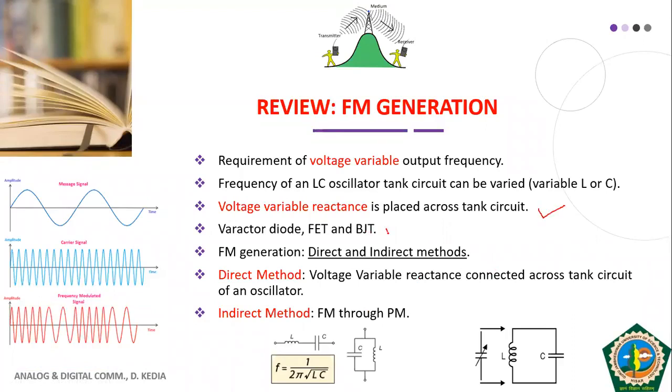And then we saw that voltage variable reactance can be obtained by using your varactor diode, your field effect transistor, and your BJT. And as I told you, that FM can be generated through two methods. One is your direct method and another is your indirect method. And we have studied both the methods, that how can we generate FM with the help of direct method and your indirect method. So today we are going to discuss the FM demodulation part from the next slide onwards.